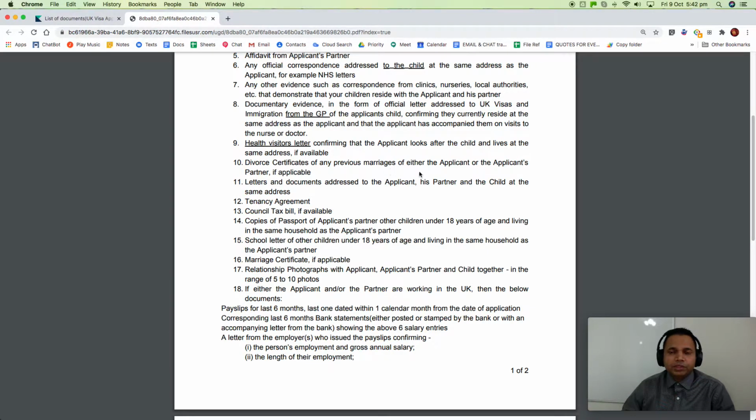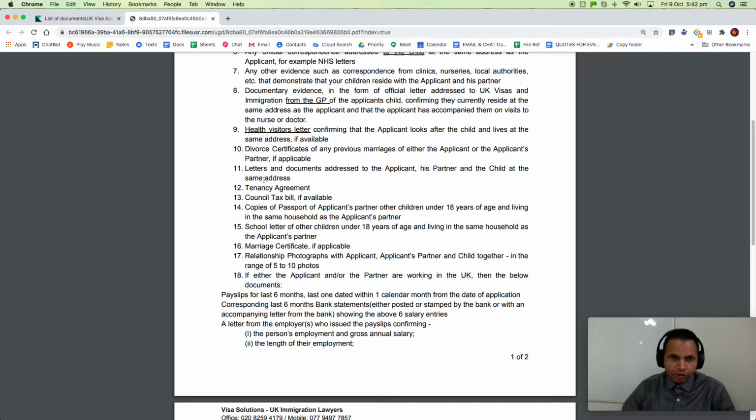Divorce certificate of any previous marriages, either the applicant or the applicant's partner. If any of the parents were previously married, then a divorce certificate or death certificate of the other partner to prove that any previous relationships have broken down.